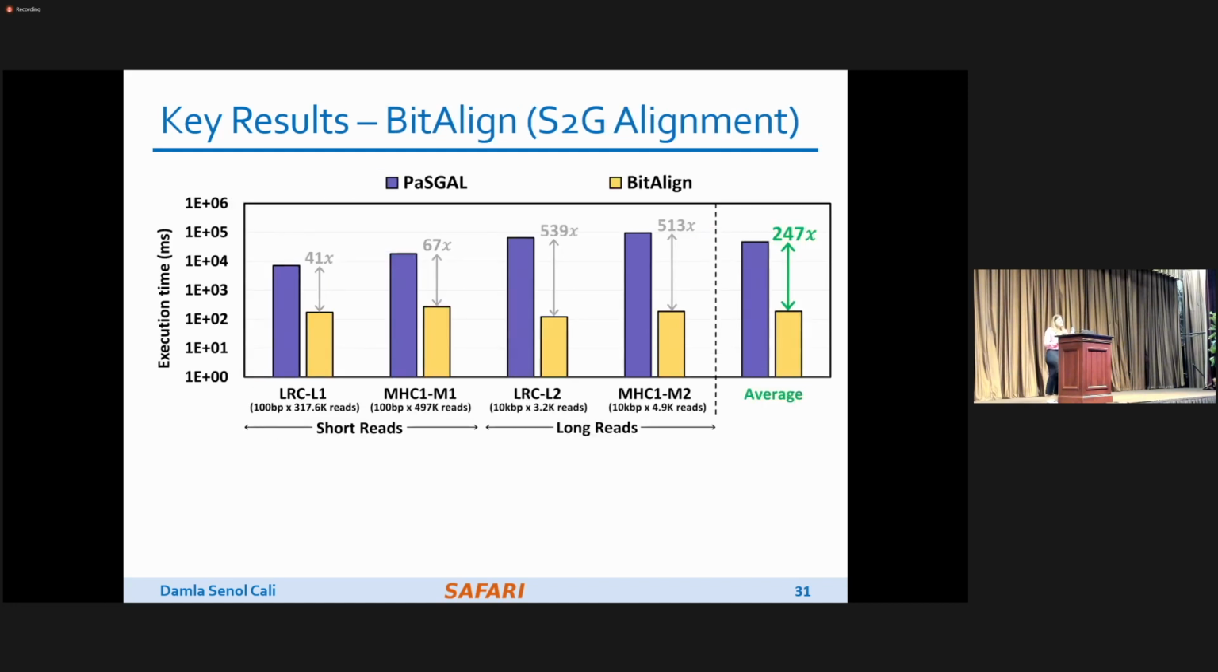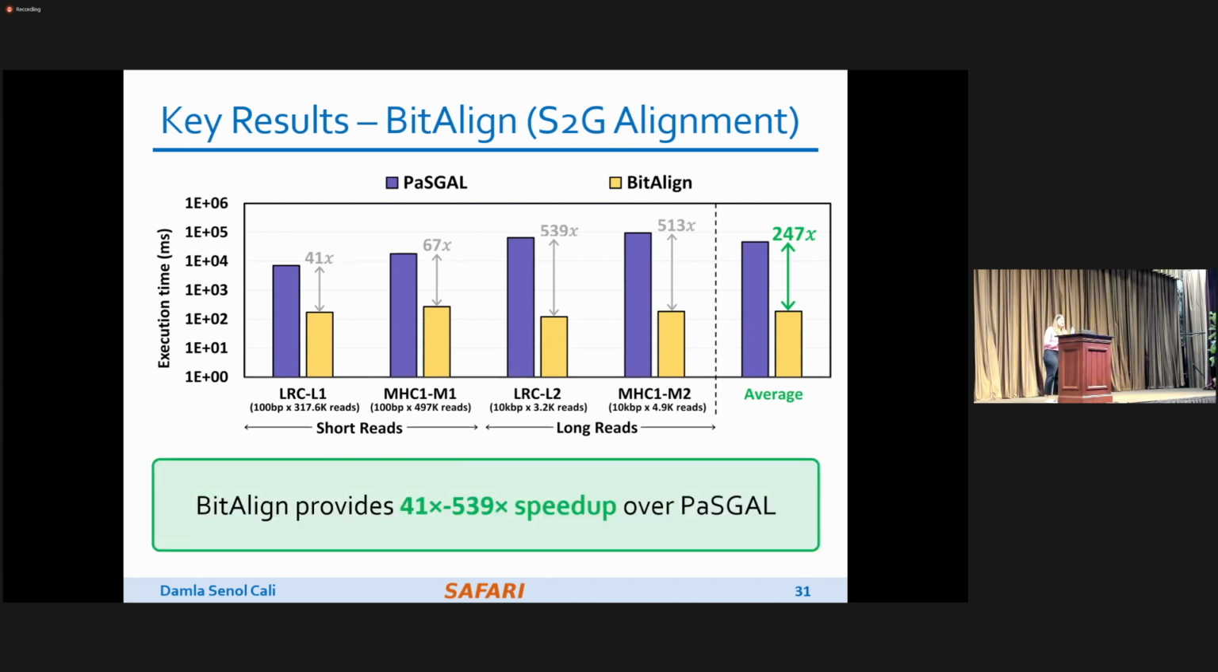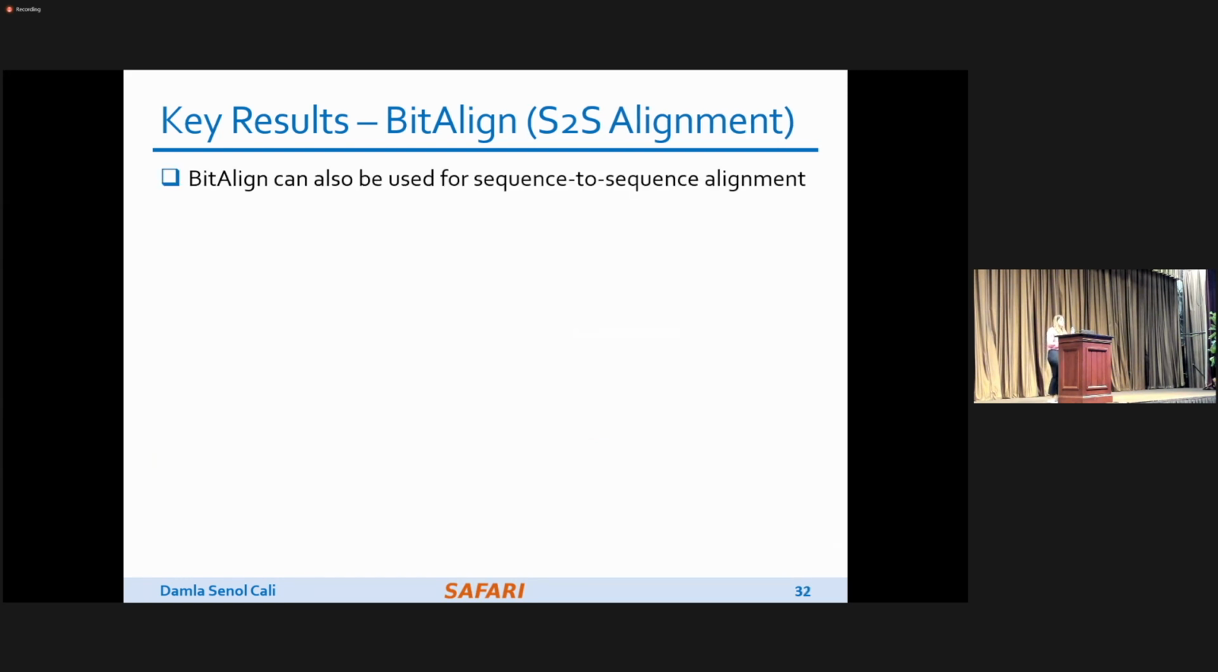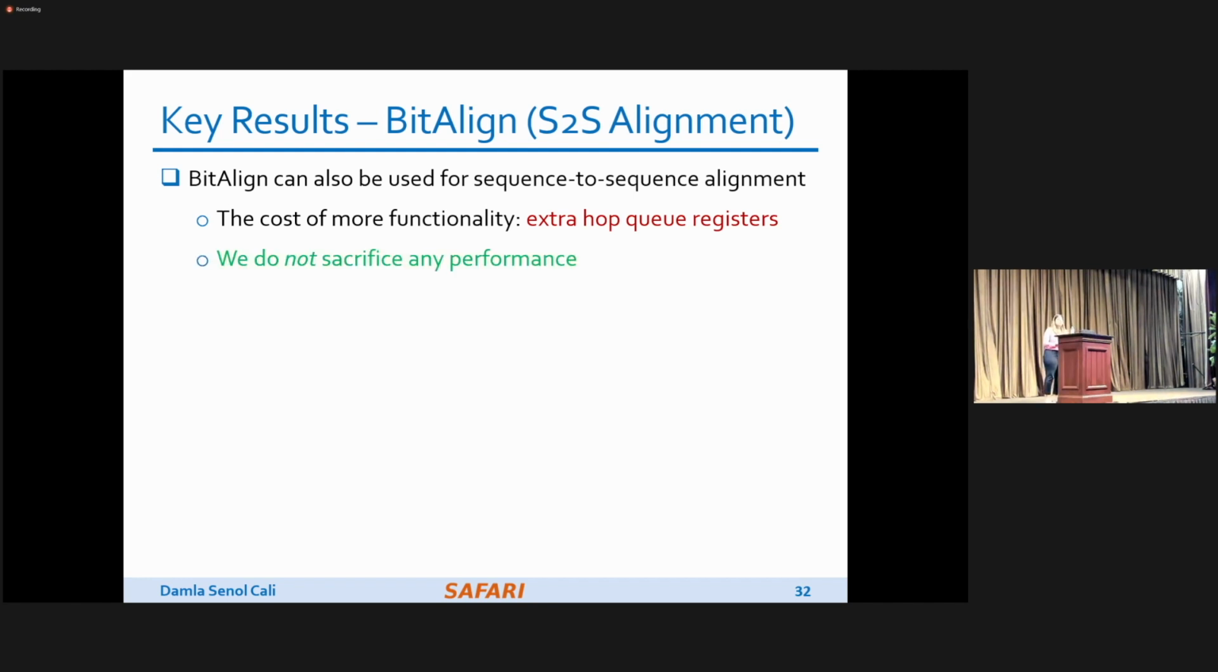And let's look at our key results for the sequence-to-graph alignment use case, where we are running BitAlign as a standalone, and we compare it with the software-based tool PaSGAL. We find that depending on various data sets, as you can see here, BitAlign provides between 4 times to more than 500 times speedup over PaSGAL. And as we said, BitAlign can also be used for sequence-to-sequence alignment, but the cost of more functionality is extra HOP-Q registers in order to support sequence-to-graph alignment as well, but we don't sacrifice any performance for either use case.